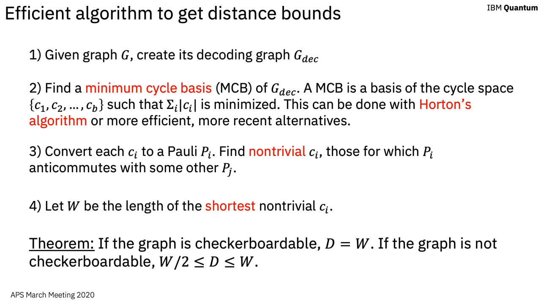And let W be the length of the shortest non-trivial cycle or non-trivial logical operator. Then the theorem says that if the graph is checkerboardable, the distance is exactly this weight or this length W. If the graph is not checkerboardable, then W over 2 is a lower bound on the distance and W is an upper bound.